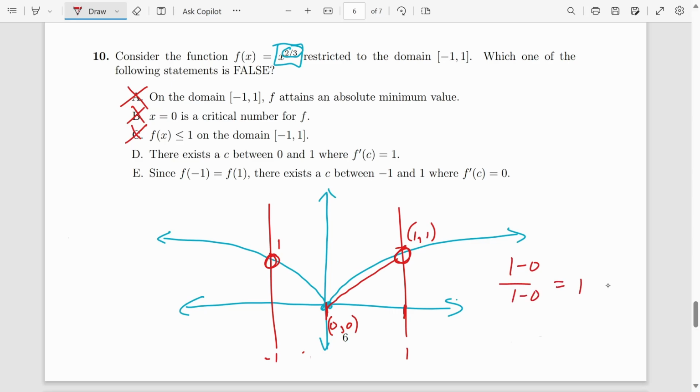And the mean value theorem says, hey, if f of x is continuous and differentiable for all of these values, which it is, then there must be some value c where that slope equals 1. And that's exactly what D is saying. There exists a c between 0 and 1 where f prime of c equals 1. So D is true, so it's false. So we know that our answer must be E, but let's see what it says and figure out that it is actually the false one.